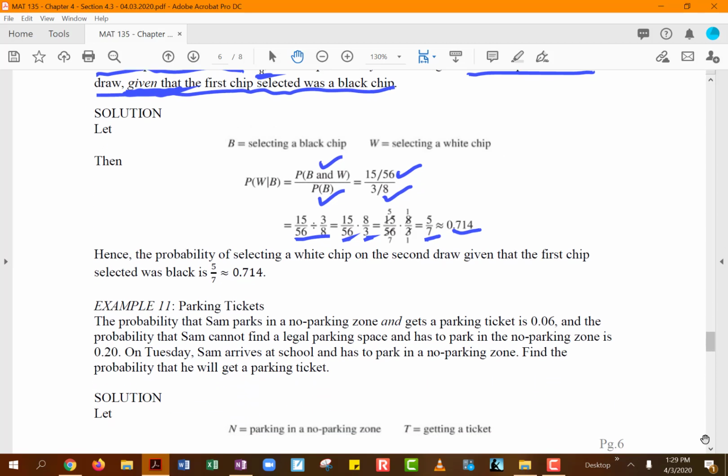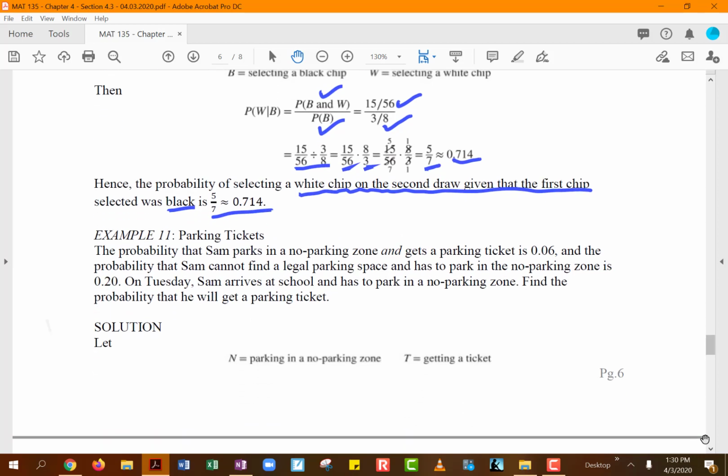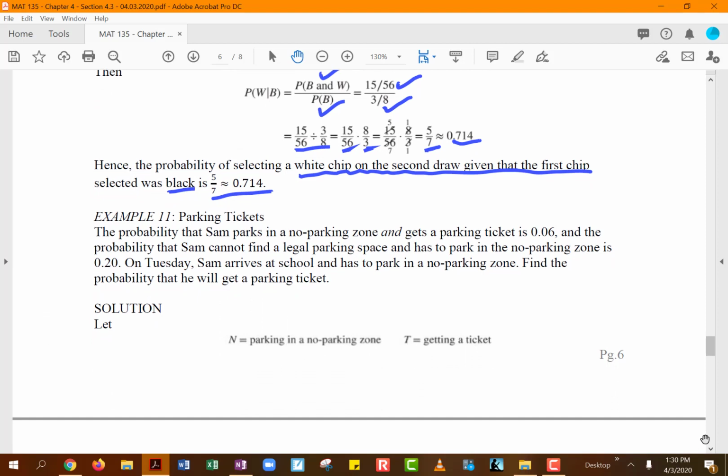So this is your conditional probability when you are selecting on your second draw the white chip, given that you drew a black on the first draw, right? So 5/7 or 0.714. All right, let's see what this guy is talking about.